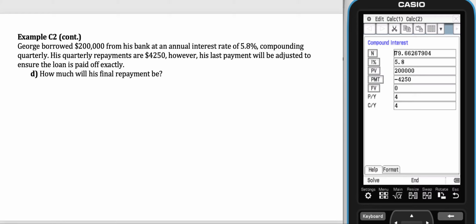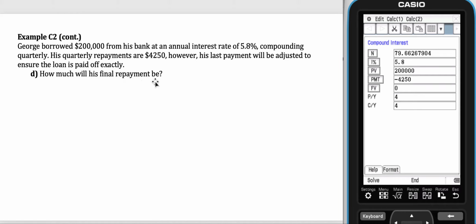Okay, let's see how this works in an example. We're going to go back to the one that we started this video with, which was George borrowing $200,000 from his bank. Interest rate still 5.8. His quarterly repayments are still $4,250. This question, though, is asking us to work out how much his final repayment will be to make sure that it's paid off exactly.